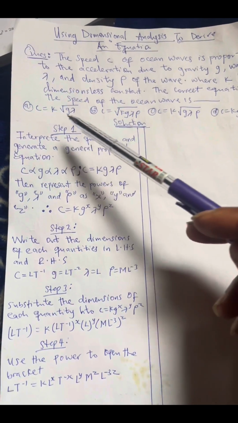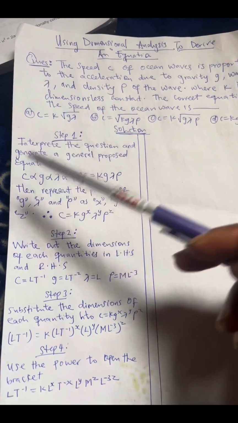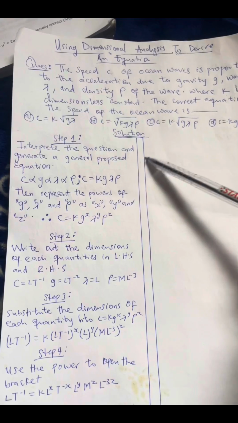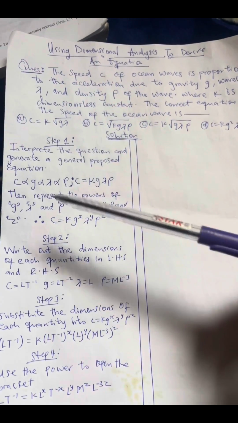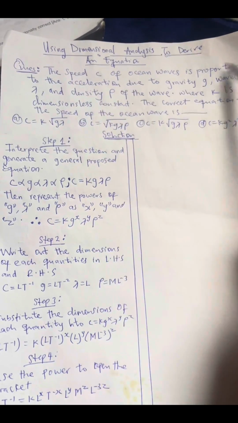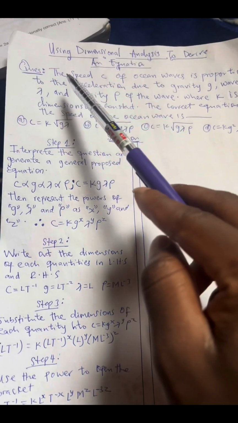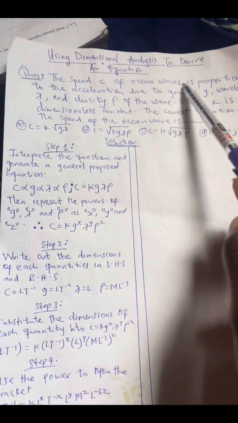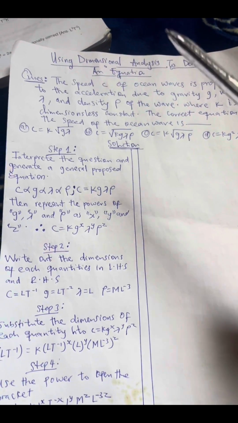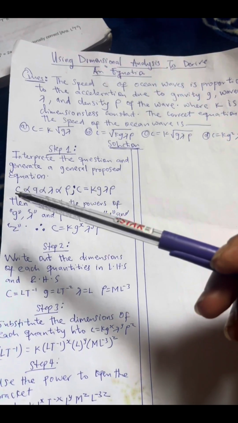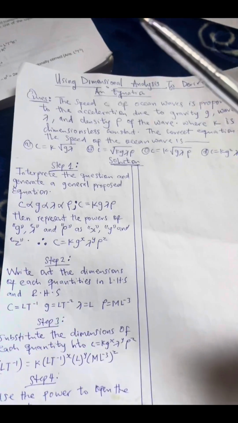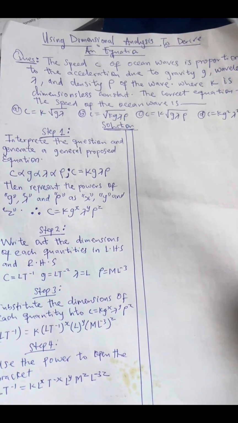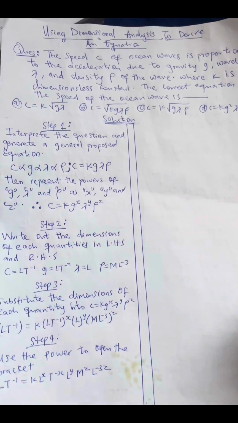Step 1 is to interpret the question and generate a general proposed equation. What do we mean? Whenever they ask you to interpret the question, you will go back to that question and read out the question. So let us read out the question. The speed c of an ocean wave is proportional. Whenever something is proportional, in which they are not indicating whether it is direct or indirect, we are to assume the equation is directly proportional.